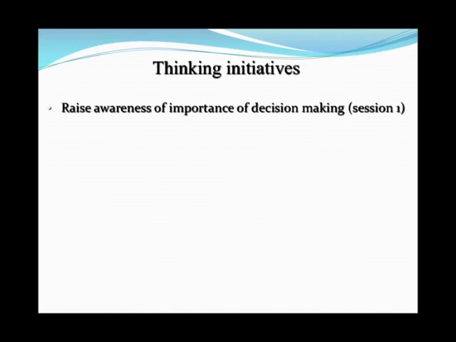So, thinking initiatives: different ways to train our thinking. These are all different examples of ways that we can train our thinking. One is we can raise awareness of the importance of decision making, which really is this whole course, but specifically we addressed that in session 1. We can educate and train our intuition, which is what we're trying to do during this course, but is also something hopefully we're going to be doing throughout our entire lives.